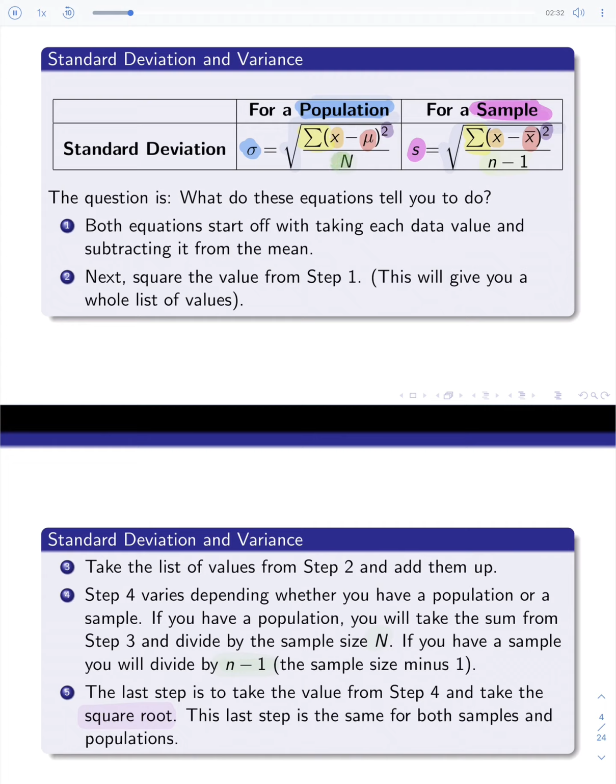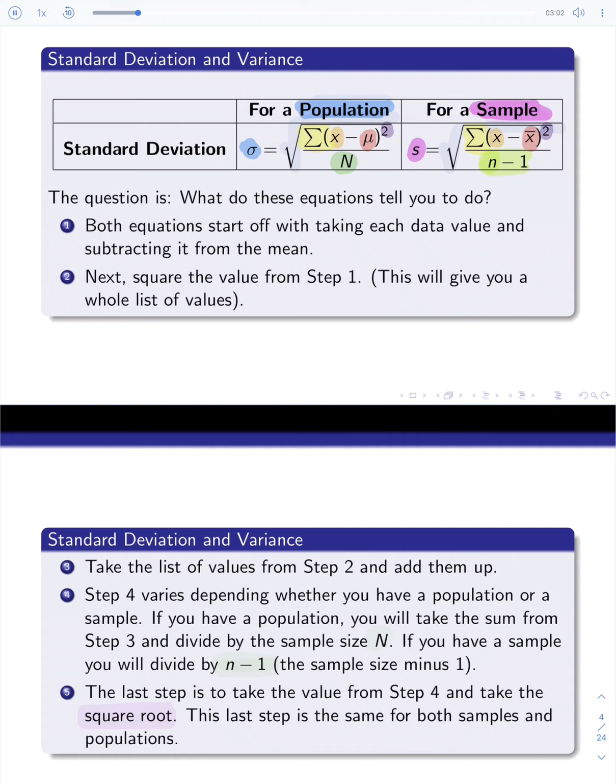Then at the end, here's where the difference between population and sample is. For population, you just divide by the sample size, n. For sample, you actually take the sample size and subtract 1. And that's what you divide by, which means you actually do get two completely different standard deviation values for either the population or the sample based on the problem, because you're dividing by different numbers. They'll be pretty close, but they won't be exactly the same.